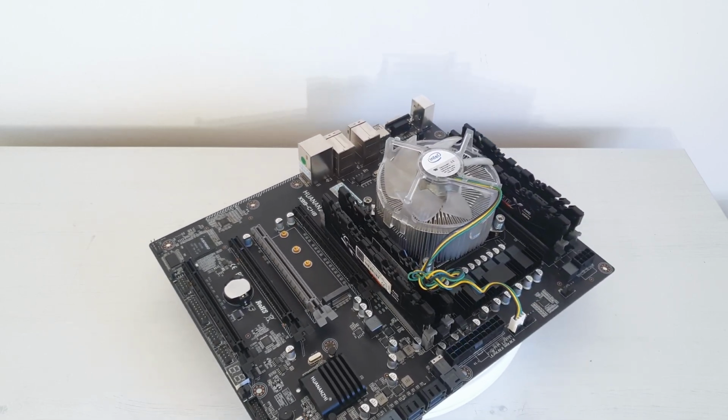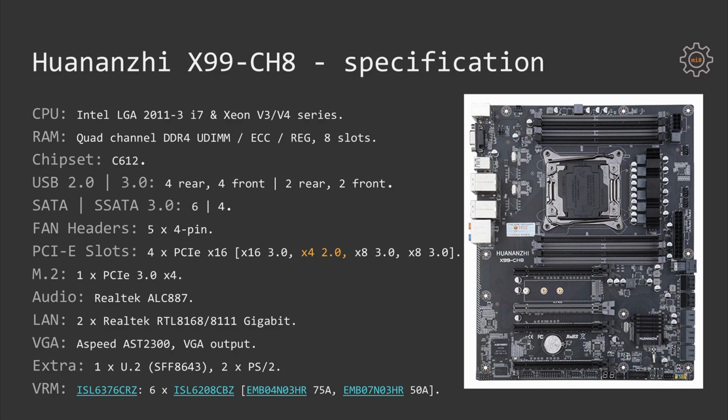Audio codec is Realtek ALC887, and we have a dual network configuration. Both of the controllers are Realtek RTL8168 or 8111. Additionally, the motherboard has an onboard VGA adapter, which is ASPEED AST2300. There is also a single U.2 slot for extra storage. Unfortunately, I don't have anything to test it, thus I don't know if it's working and if it's working correctly. And on the I/O panel, there are 2 PS2 ports, which nobody needs these days, but they are still there.